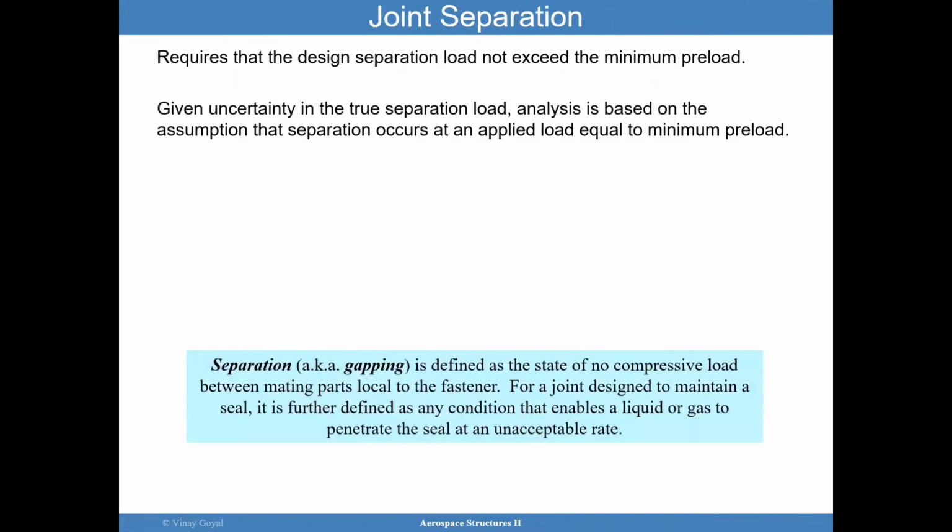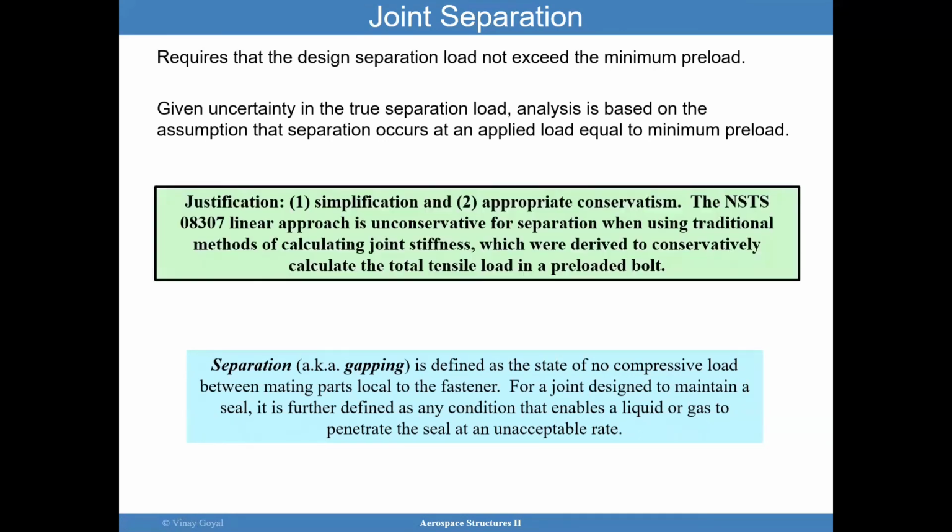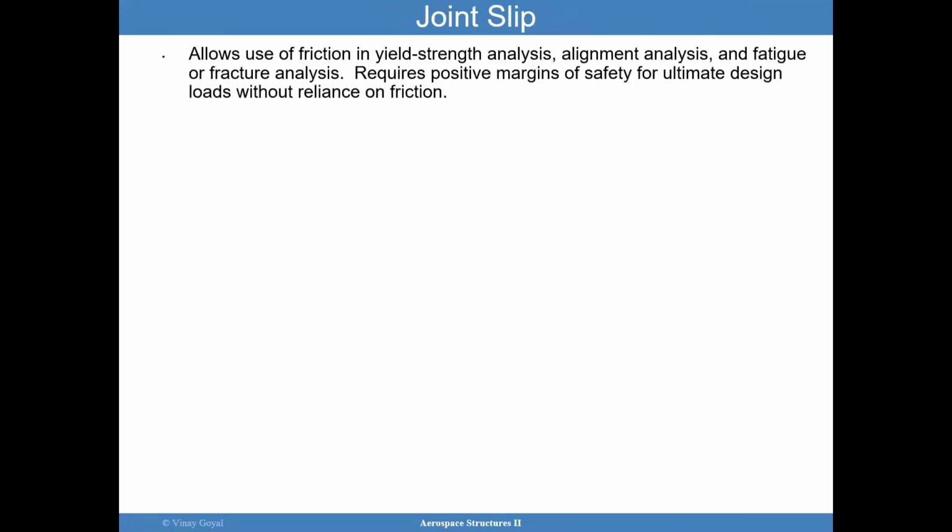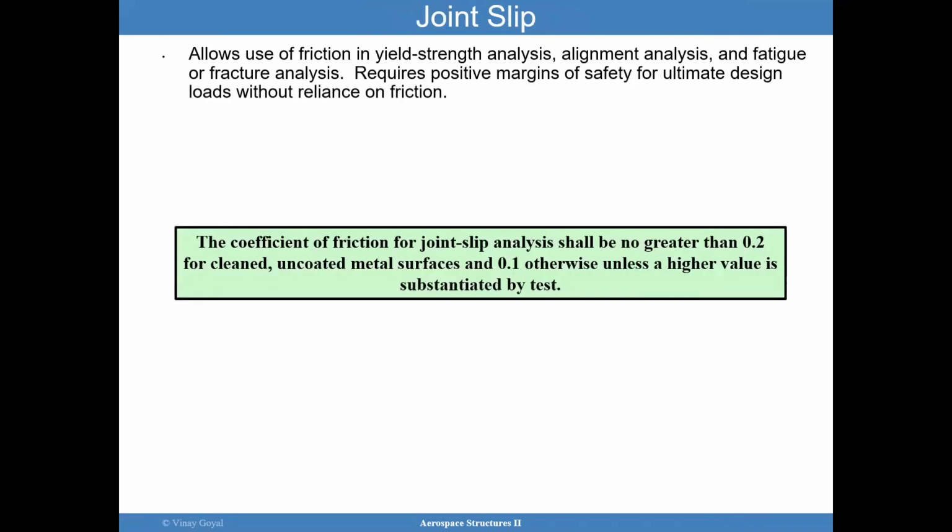Joint separation is of extreme importance. It was discussed earlier. It's important for a joint to maintain good seating performance, and we don't want to have an issue where you have a leak rate that's unacceptable. And the analysis should be done with the minimum preload. Joint slip is another kind of analysis that should be performed.